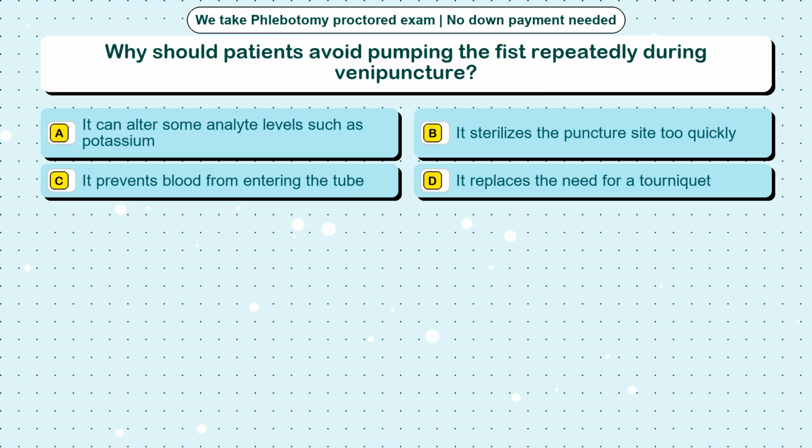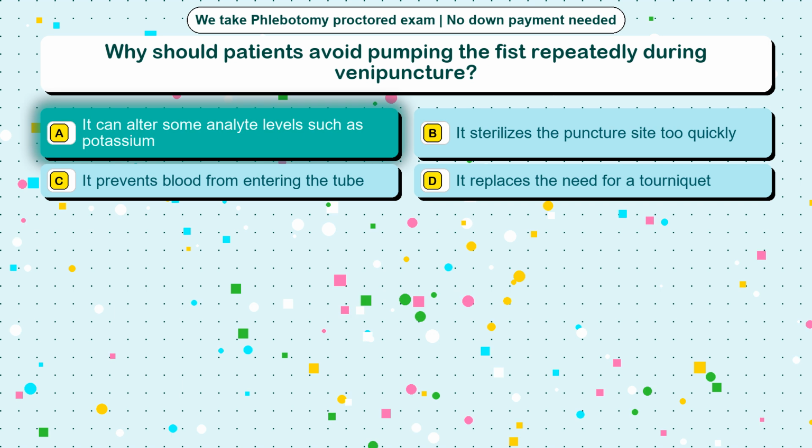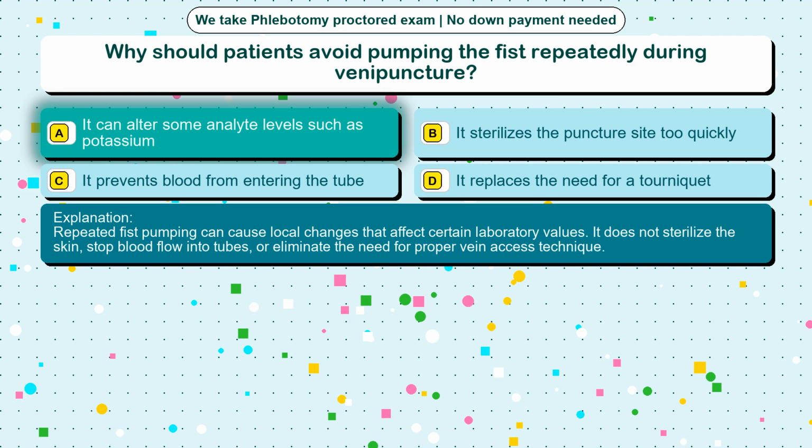Question 86. Why should patients avoid pumping the fist repeatedly during venipuncture? Option A. It can alter some analyte levels such as potassium. Option B. It sterilizes the puncture site too quickly. Option C. It prevents blood from entering the tube. Option D. It replaces the need for a tourniquet. The correct answer is option A. It can alter some analyte levels such as potassium. Repeated fist pumping can cause local changes that affect certain laboratory values. It does not sterilize the skin, stop blood flow into tubes, or eliminate the need for proper vein access technique.